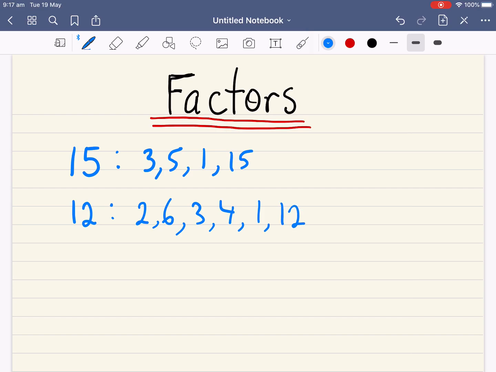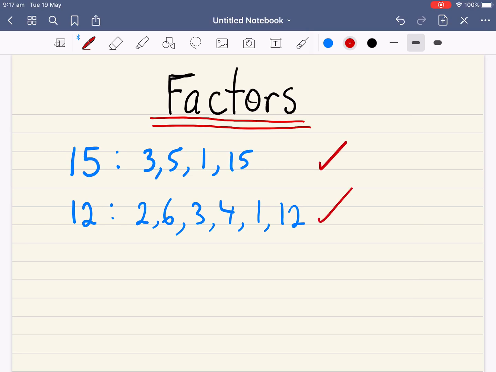Now, sometimes people ask, do I need to write them in order from smallest to largest? If I was in year 5, my year 5 teacher would definitely be saying, yes, you have to. But truthfully, if the question just says list the factors, it does not say anything about writing them in ascending or descending order. As long as you answer the question as it's stated, these would both be perfectly fine.